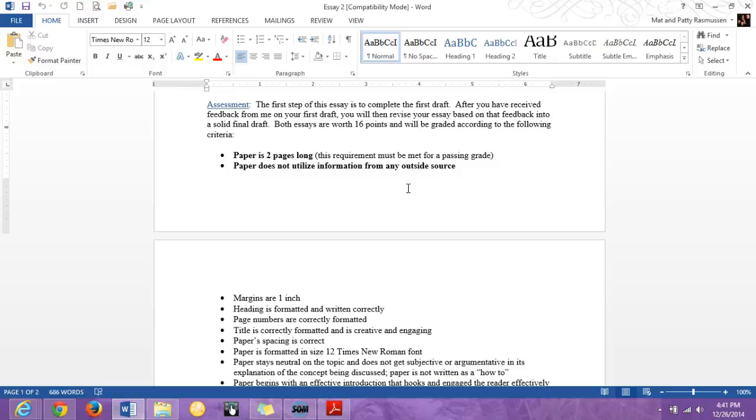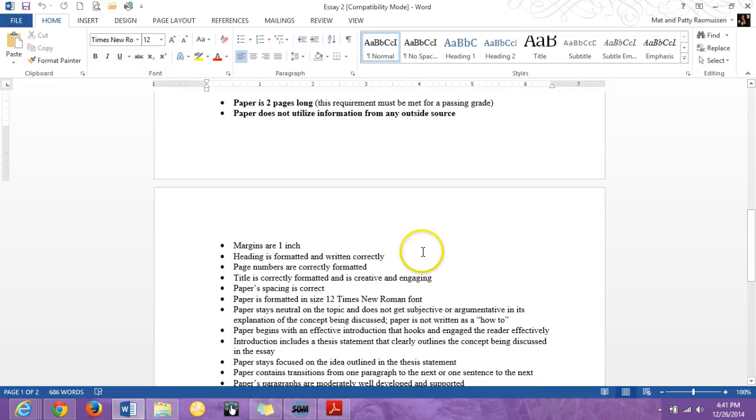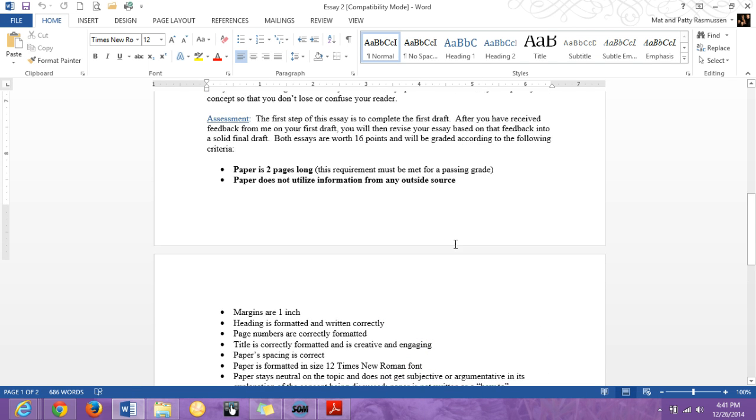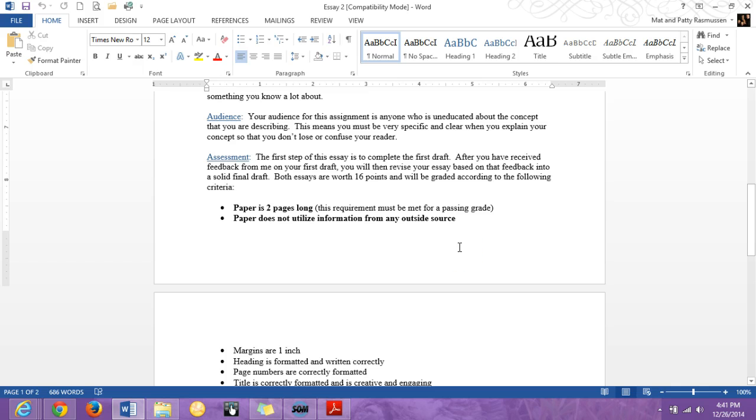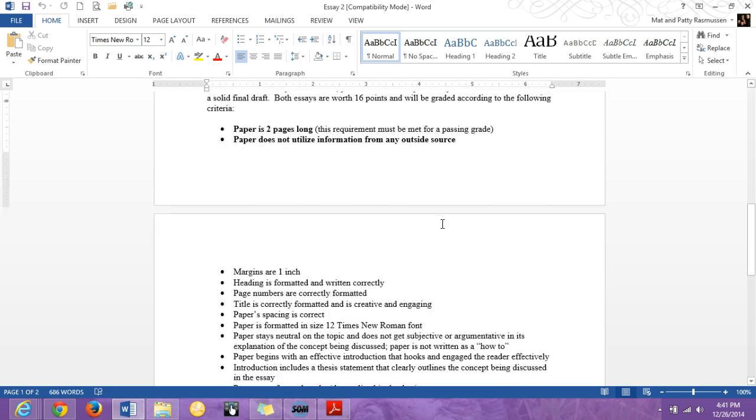They're both worth 16 points. They're both going to be graded according to the same criteria, which again will be listed here, and then we'll cover this paper's grading rubric just like I did with essay number 1. But again, it's the same process as you had with essay number 1. So if you have any questions, just let me know.